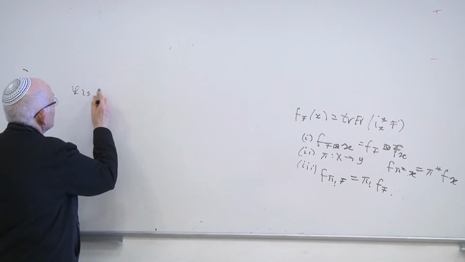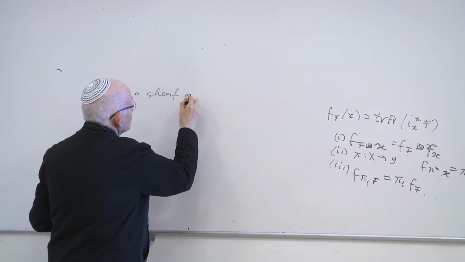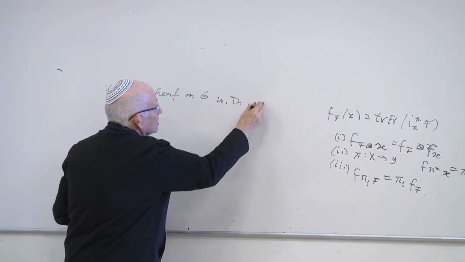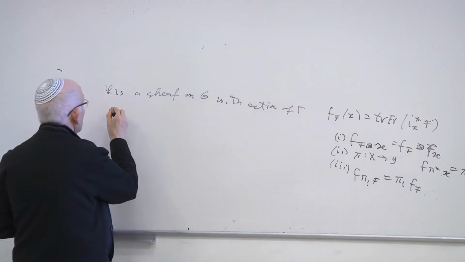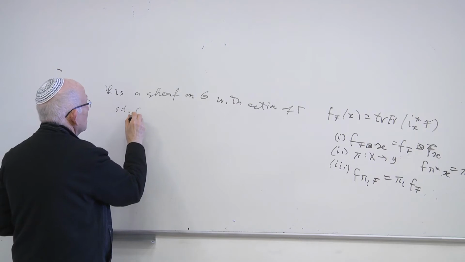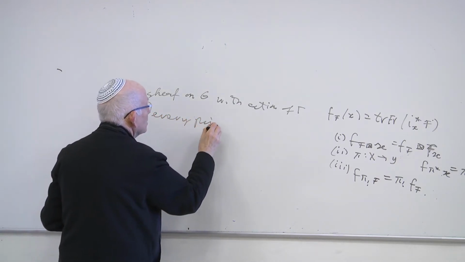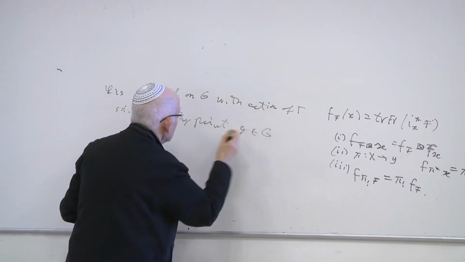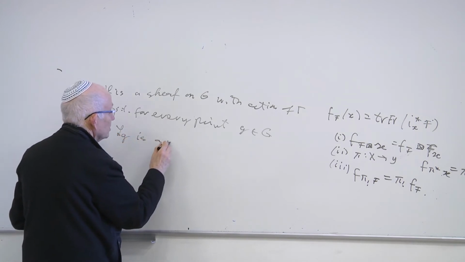So L is a sheaf, a local system on G with an action of gamma, such that for every point of G, the fiber L_g is a regular representation of gamma.